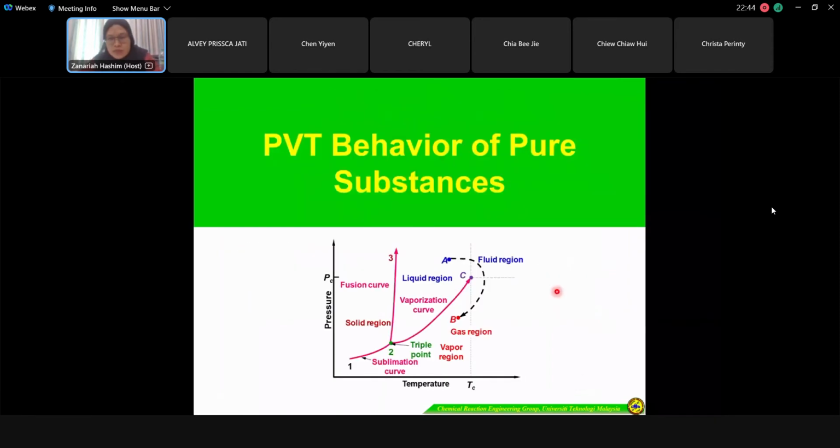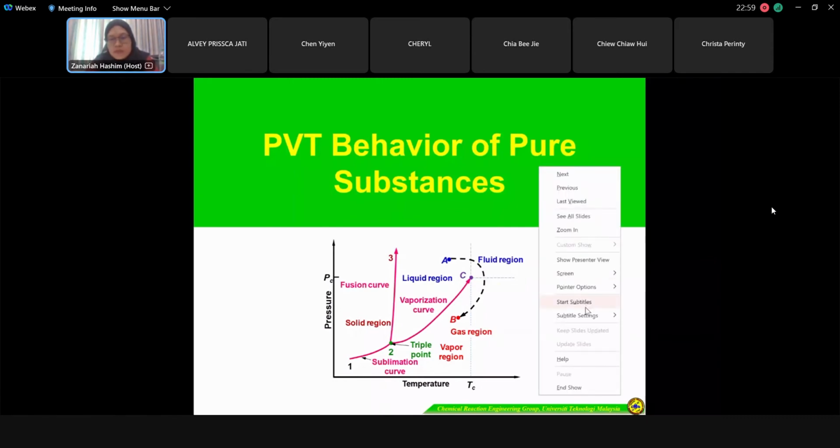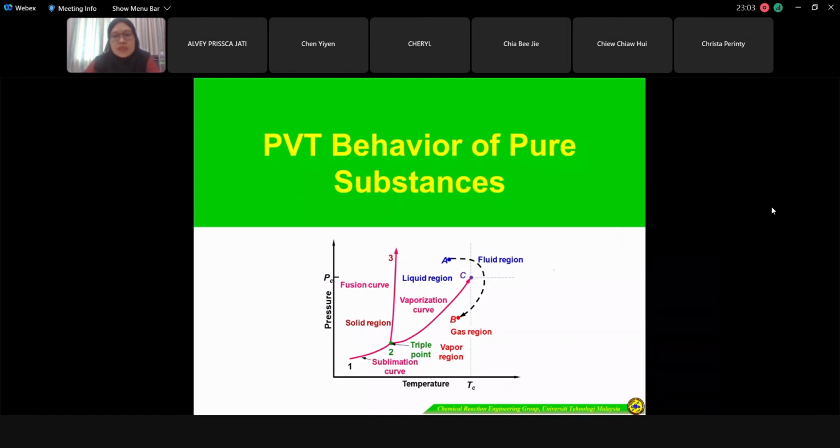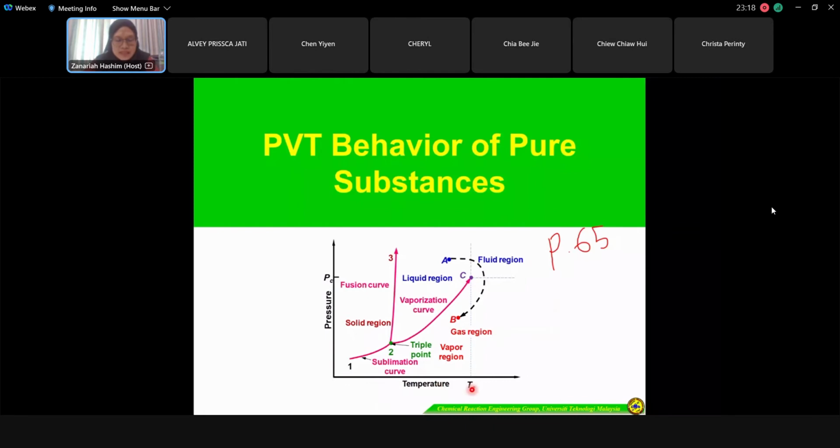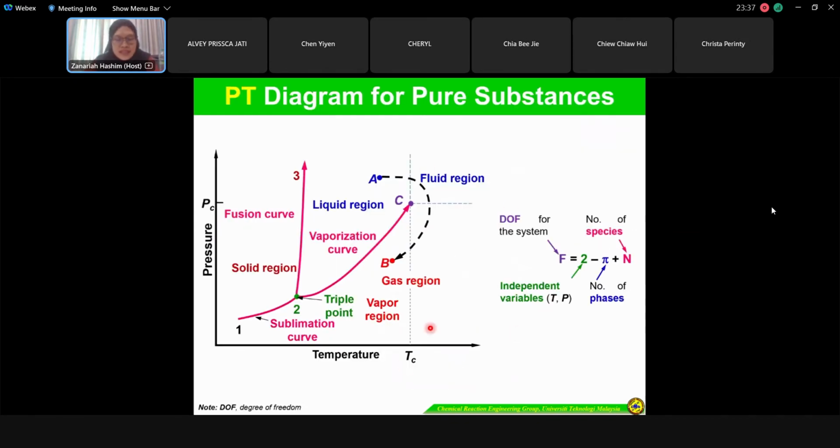Okay, so this diagram here, if you have your textbook, is the same diagram as in page 65 of your textbook. Here you have the pressure on the y-axis and the temperature on the x-axis. So when you vary the pressure and when you vary the temperature, you can actually see the different behavior of the substance. So it can change the phase or the state.